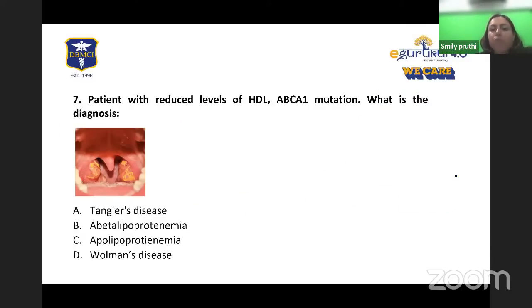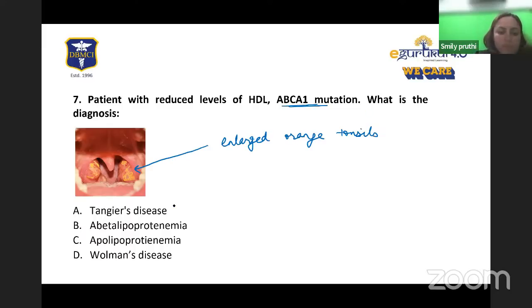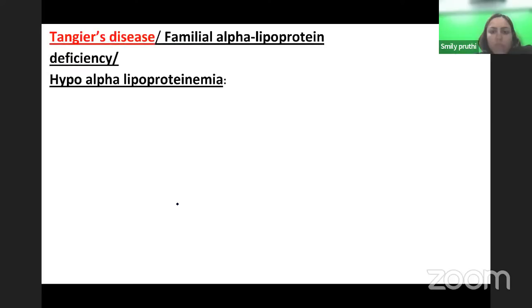Next, patient with reduced levels of HDL, ABCA1 mutation, what is the diagnosis? You can see in this picture, these are enlarged orange tonsils. So what is the disease? This is Tangier disease. And we'll do this Tangier disease in detail.